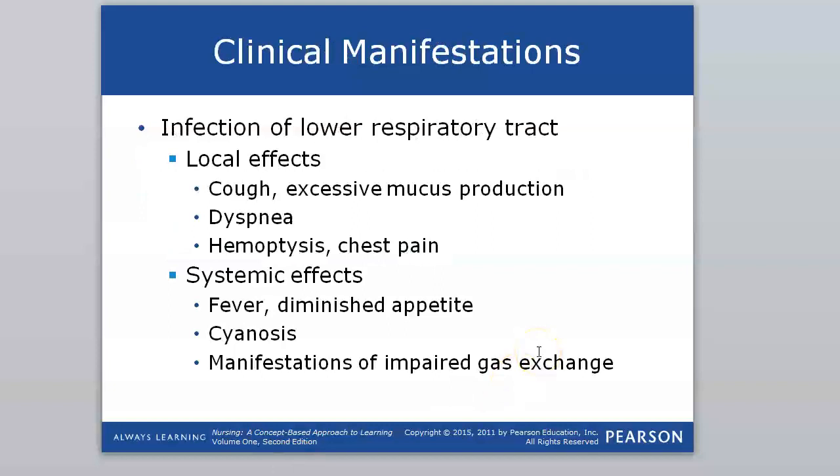So what does the patient present as when he develops pneumonia? Cough, excessive mucus production, dyspnea to different degrees of shortness of breath, hemoptysis, chest pain. Systemic effects are fever, diminished appetite, cyanosis, which is very severe, or respiratory problems can lead to respiratory failure, and definitely manifestations of impaired gas exchange. Remember that alveoli wall is all thickened, so it's definitely affecting the diffusion of gases.